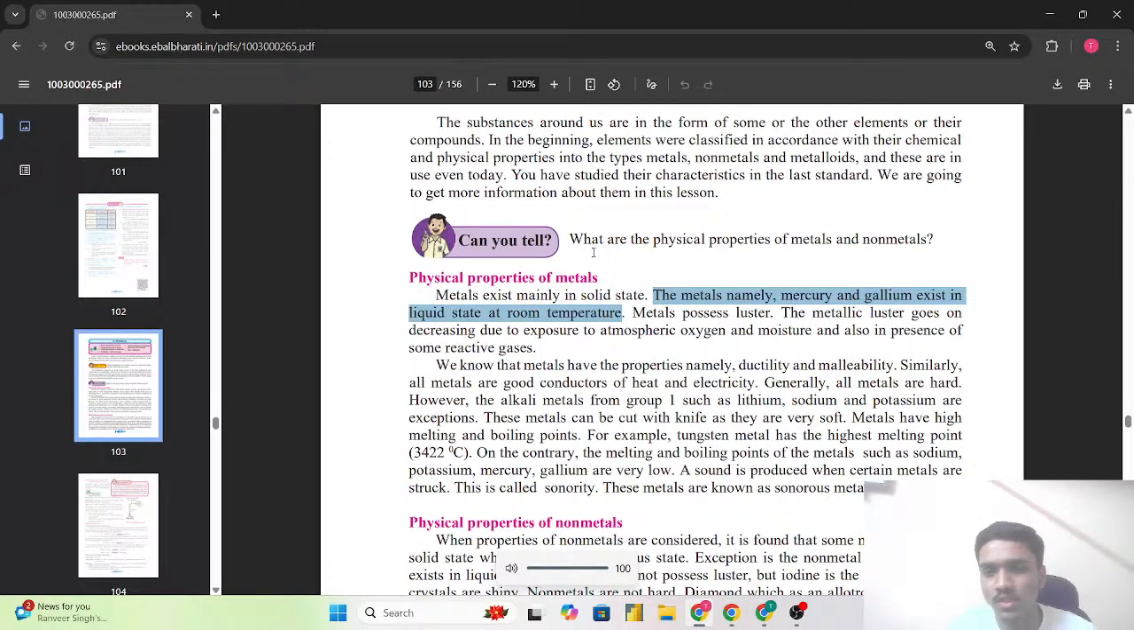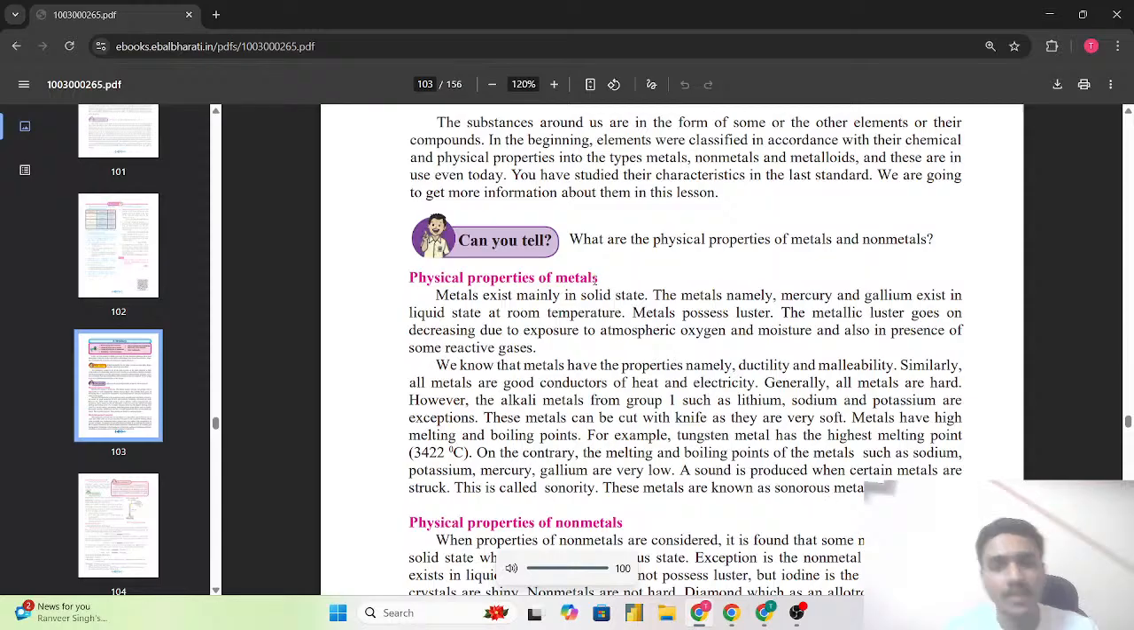Metal possesses luster. Metal has the property of luster, that is shininess. Metallic luster goes on decreasing due to exposure to atmospheric oxygen and moisture, and also in the presence of some reactive gases. And we have seen about this rusting of iron and all, that is the metal rusts because of exposure to atmospheric oxygen and moisture, or in the presence of some of the reactive gases.